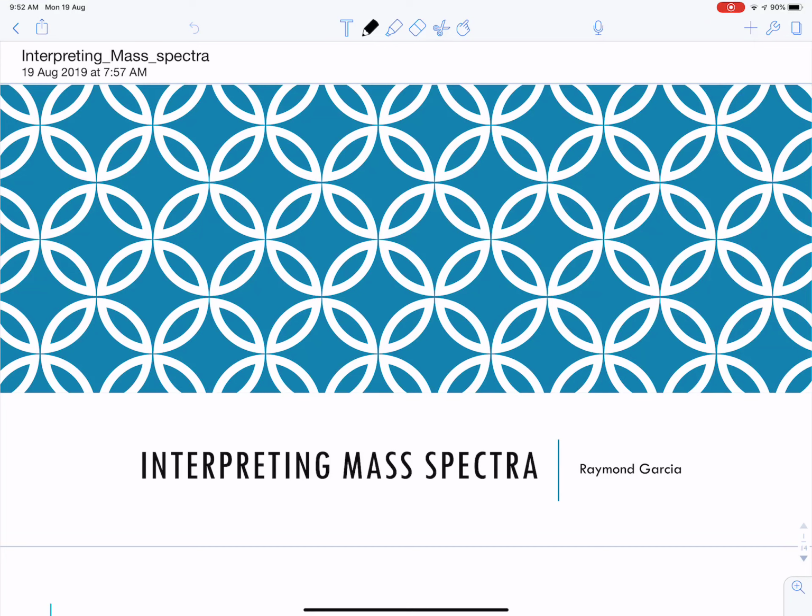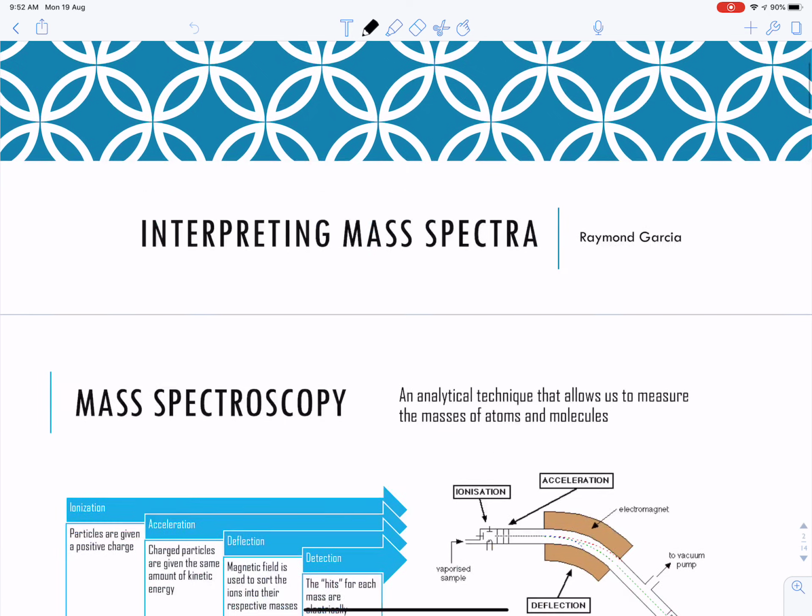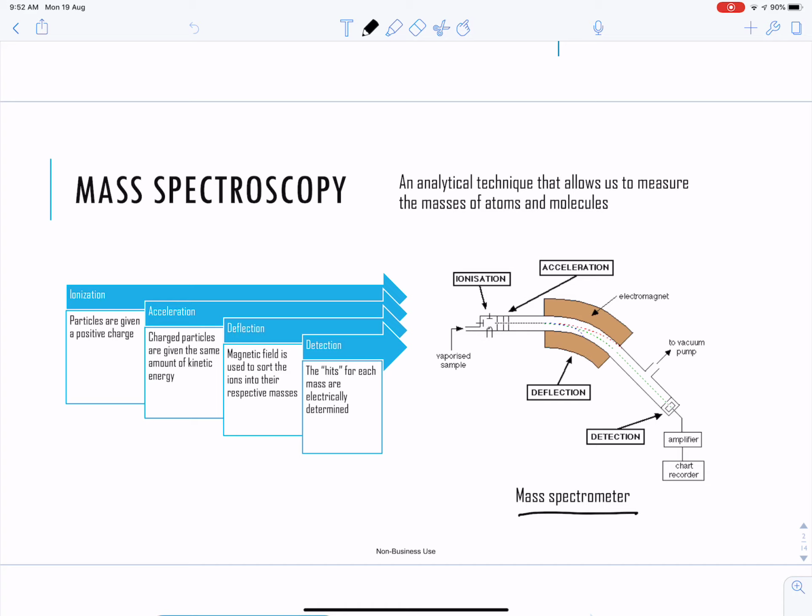Today we are going to talk about how to interpret mass spectra for the AP Chemistry exam. Mass spectroscopy is an analytical technique that allows us to measure the masses of atoms and molecules. How is this possible? Well, we use a machine called a mass spectrometer, as shown in the diagram on the right.